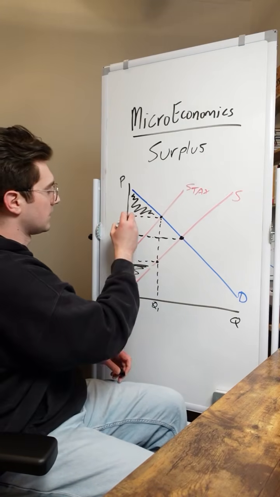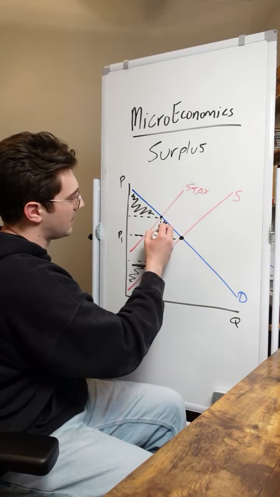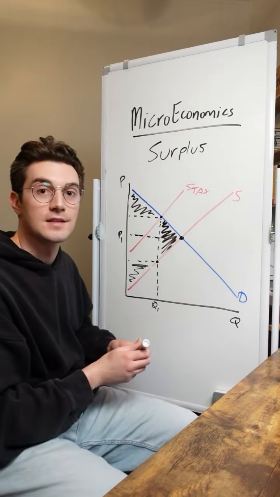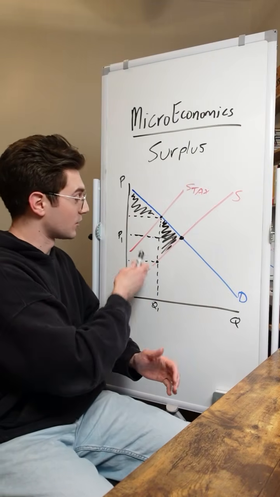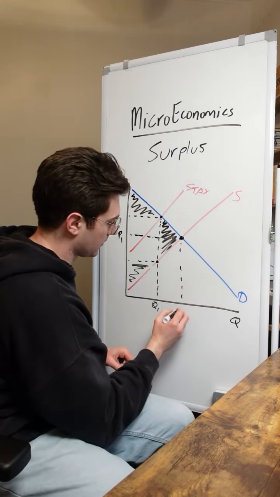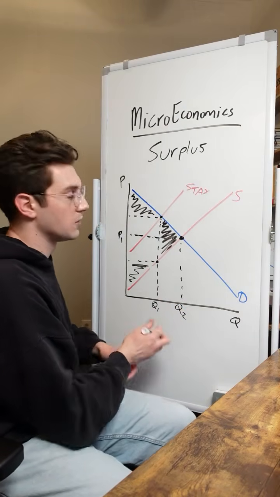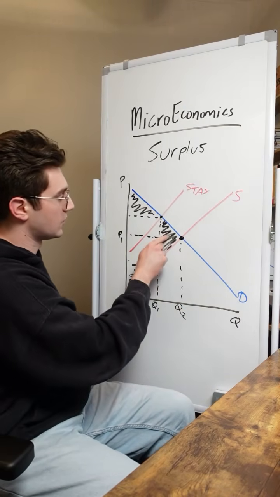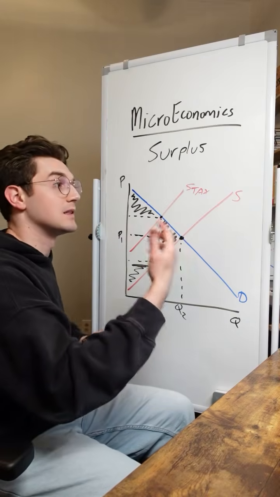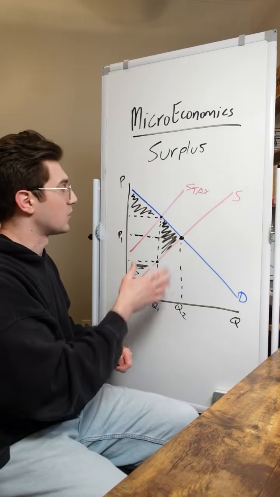In the case of this problem right here, this rectangle right here is tax revenue, and this right here is deadweight loss. Deadweight loss is a loss in surplus that occurred from us restricting or moving back our quantity from Q2 to Q1. These units are not being sold, so this surplus that we used to achieve is lost. It's deadweight loss as a result of this tax.